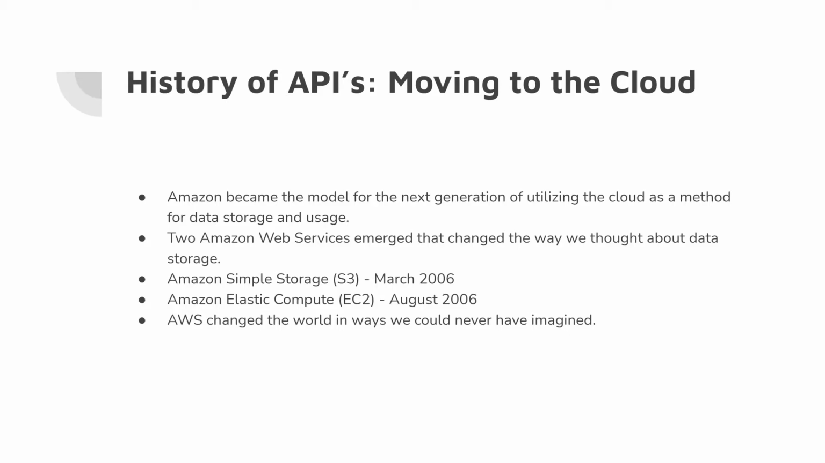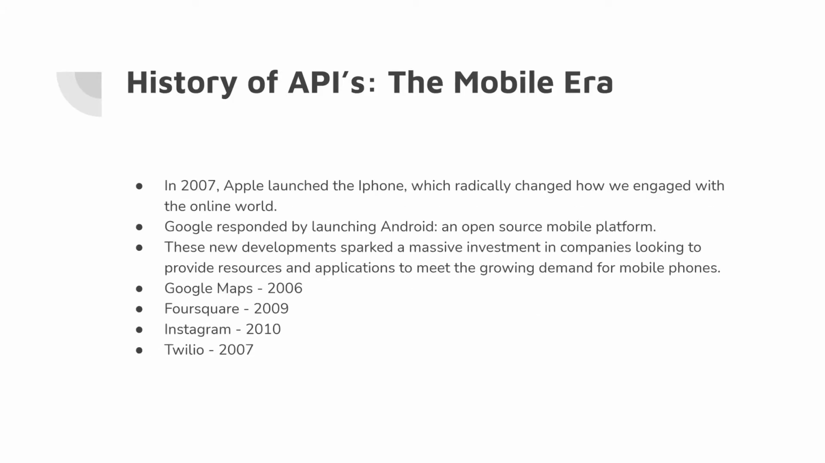But there was one more element that, when combined with the cloud, would impact our world in ways that we could have never imagined. Now, this leads us to the mobile era. In 2007, Apple launched the iPhone, which radically changed how we engage with the online world. Then, in that same year, Google responded by launching Android, which was an open source mobile platform. These developments spurred massive investments in new startups, as well as large companies looking to provide much needed resources and applications to meet the growing public demand.